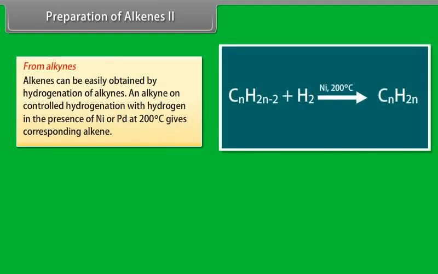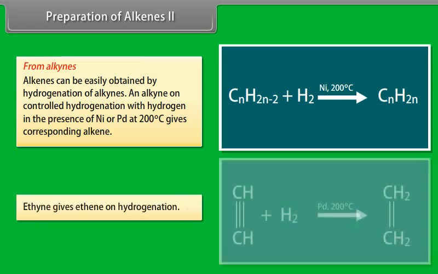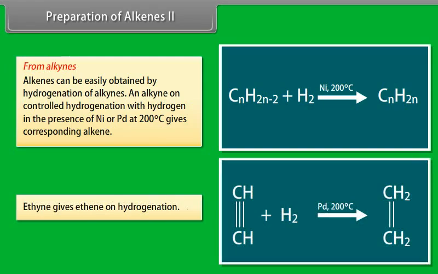Alkenes can be easily obtained by hydrogenation of alkynes. An alkyne on controlled hydrogenation with hydrogen in the presence of Ni or Pd at 200 degrees centigrade gives the corresponding alkene. Ethyne gives ethene on hydrogenation.